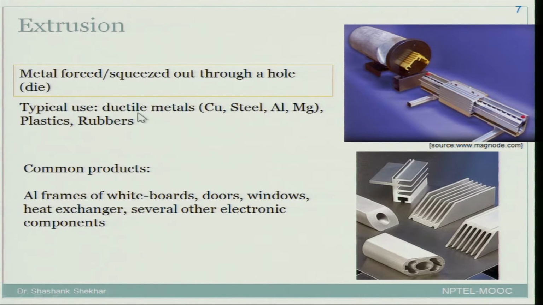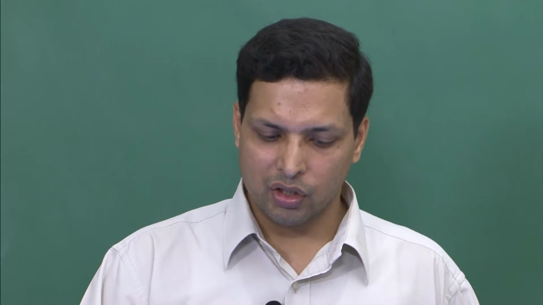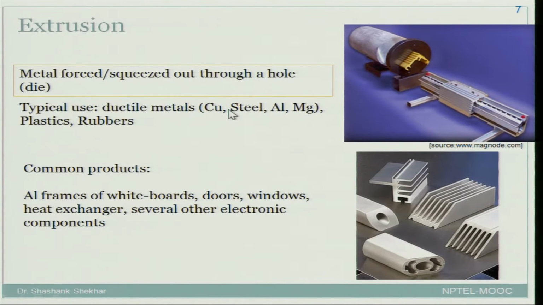It is typically used for ductile materials, obviously, because the material is flowing nicely through the die holes, and only a soft material can flow through it. So it is used for metals like copper. Steel is not so frequently used, but mostly copper, aluminum and magnesium. And other than metals, this is also used for plastics and rubbers.